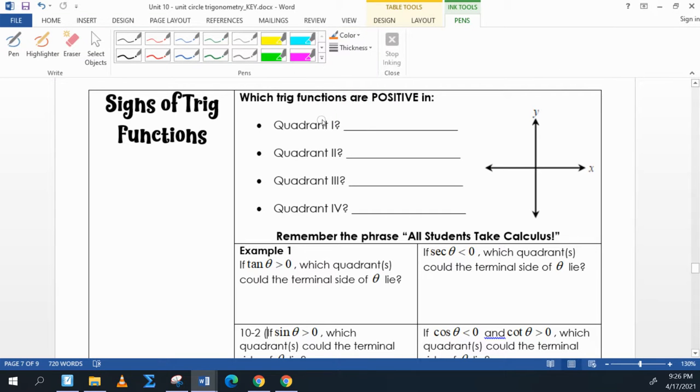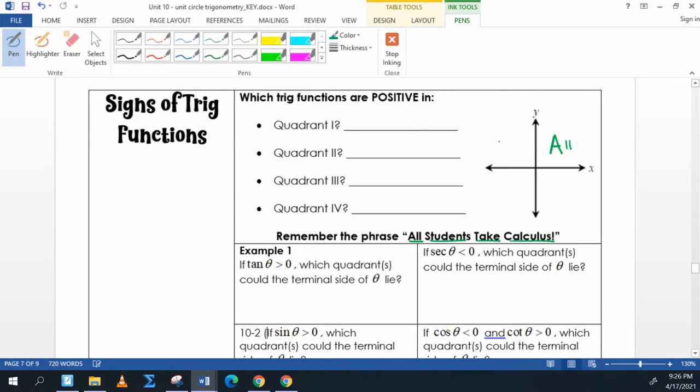All right, so in our unit circle lesson, we talked about which trig functions are positive and negative in which quadrant. So I'm just going to write this down. Here is a really nice trick. You're just going to remember this phrase, that all students take calculus. Okay, and this will help you. This all goes right here.